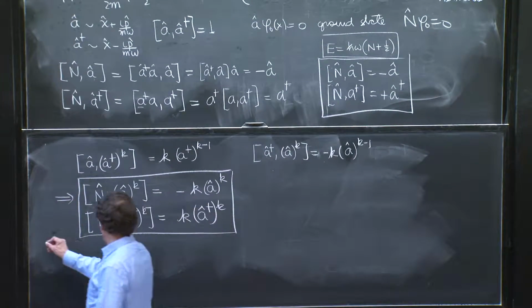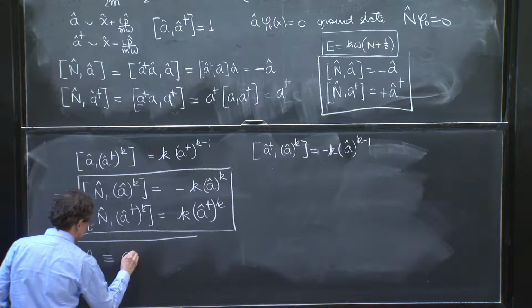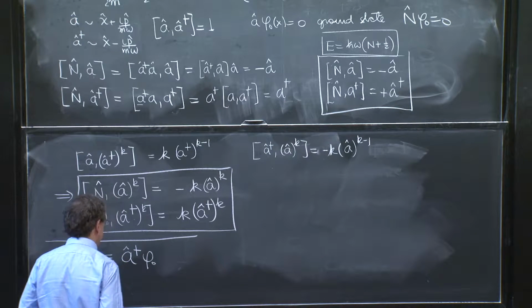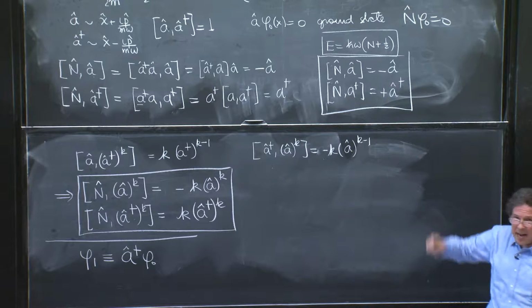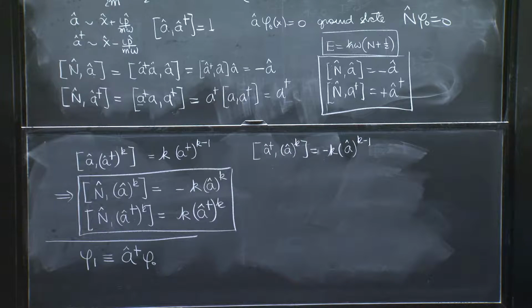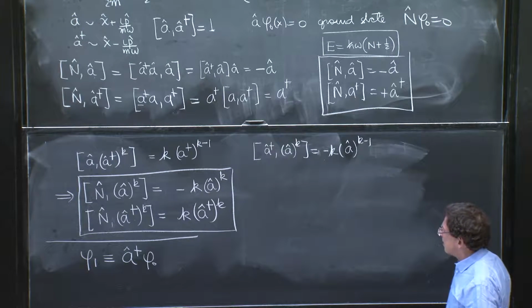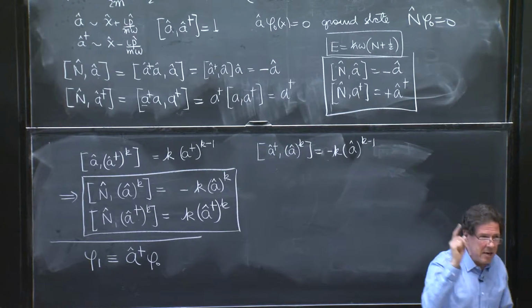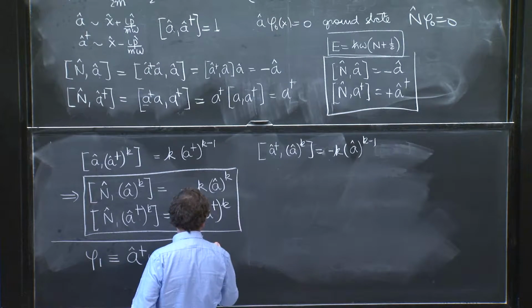Suppose you define now one state called phi 1 as a dagger acting on phi 0. You could not define any interesting state with a acting on phi 0, because a kills phi 0, so you try phi 0 like this. Now you could ask, okay, what energy does it have? Is it an energy eigenstate? Well, it is an energy eigenstate if it's a number eigenstate. And we can see if it's a number eigenstate by acting with the number operator.